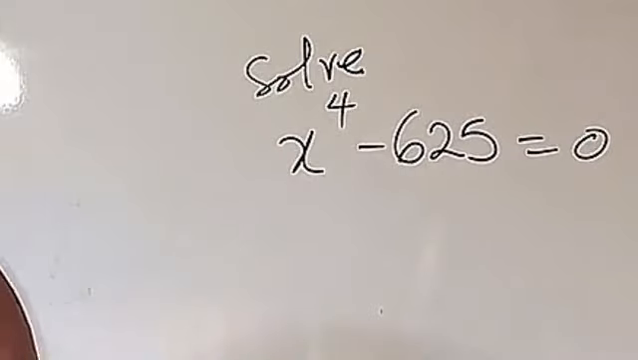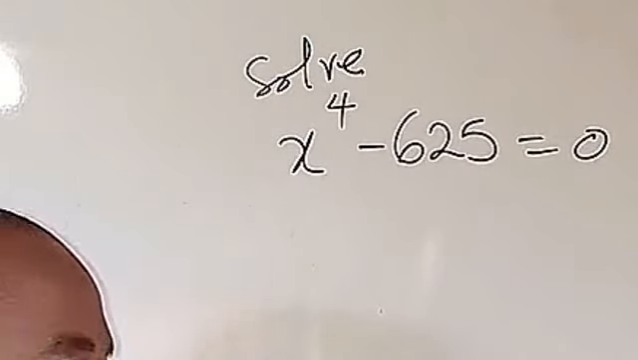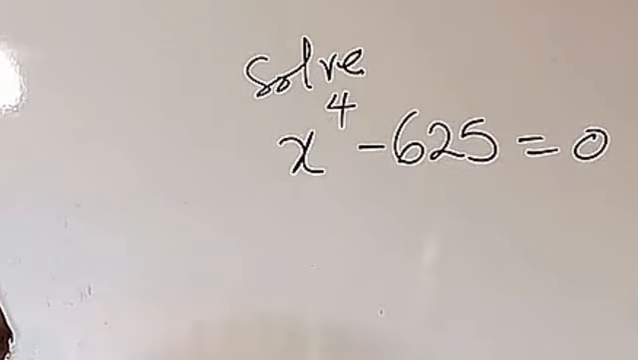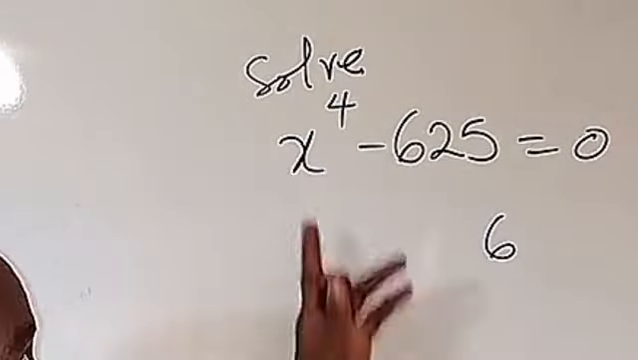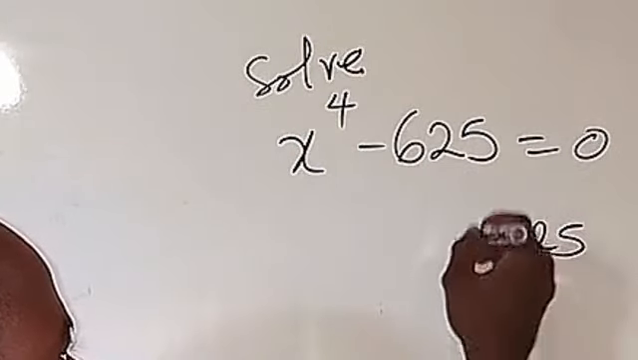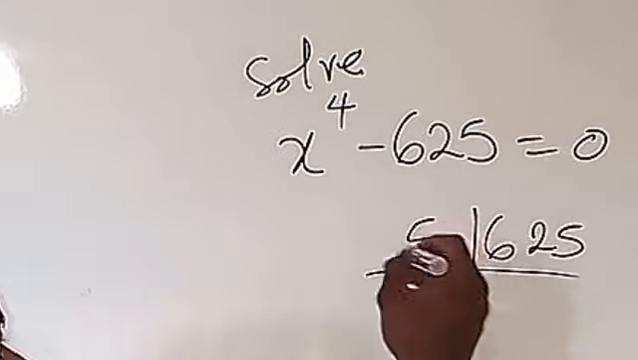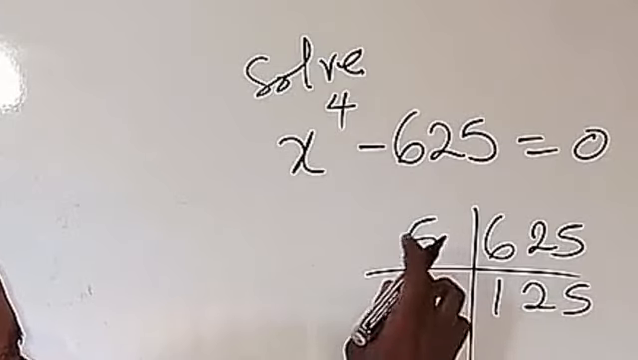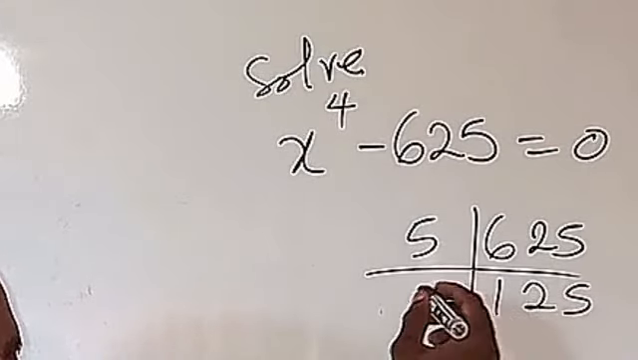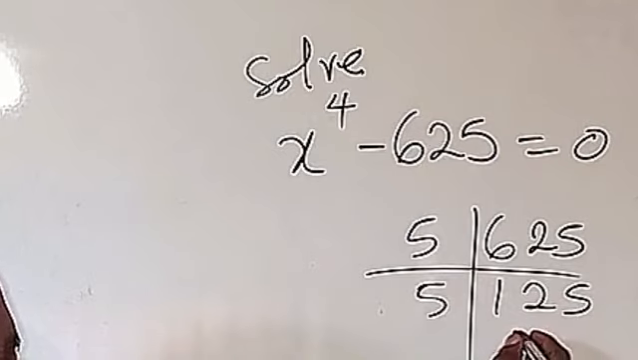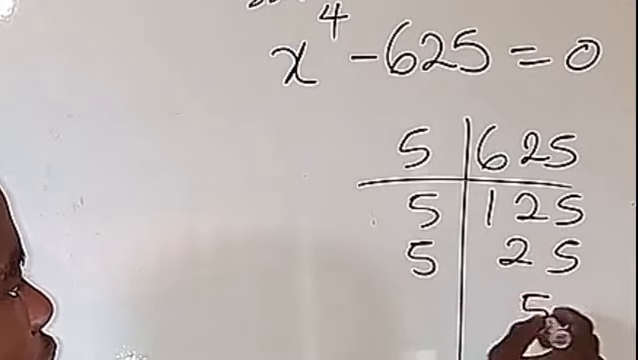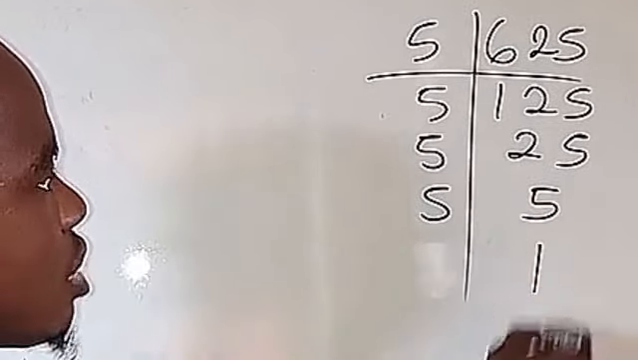Now what I want us to do here is that this 625 is very big. Can we rewrite this 625 in another form, in index form? Let's divide by 5 throughout. You can see we're going to be having 125. Then 125 divided by 5, we're going to be having 25. 25 divided by 5 again, we have 5 here, and 5 divided by 5, so you can see we have 1.